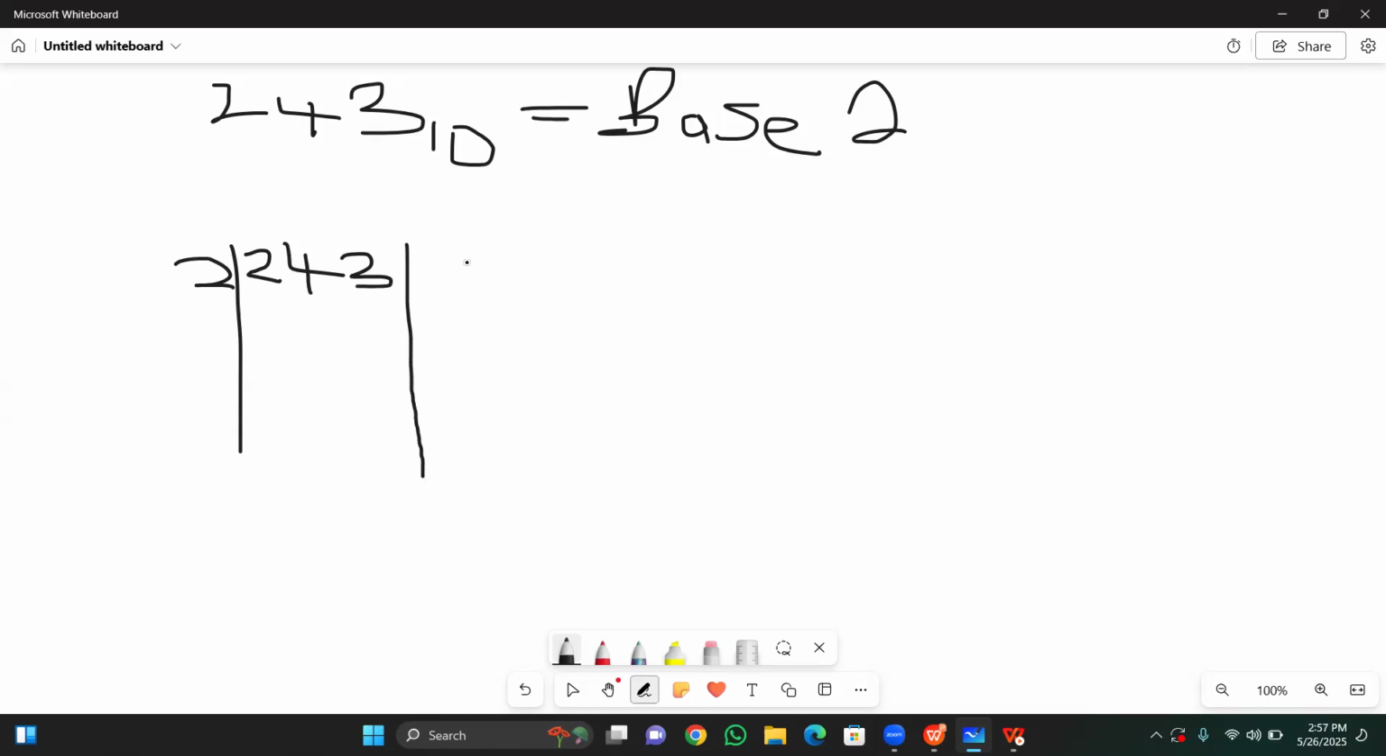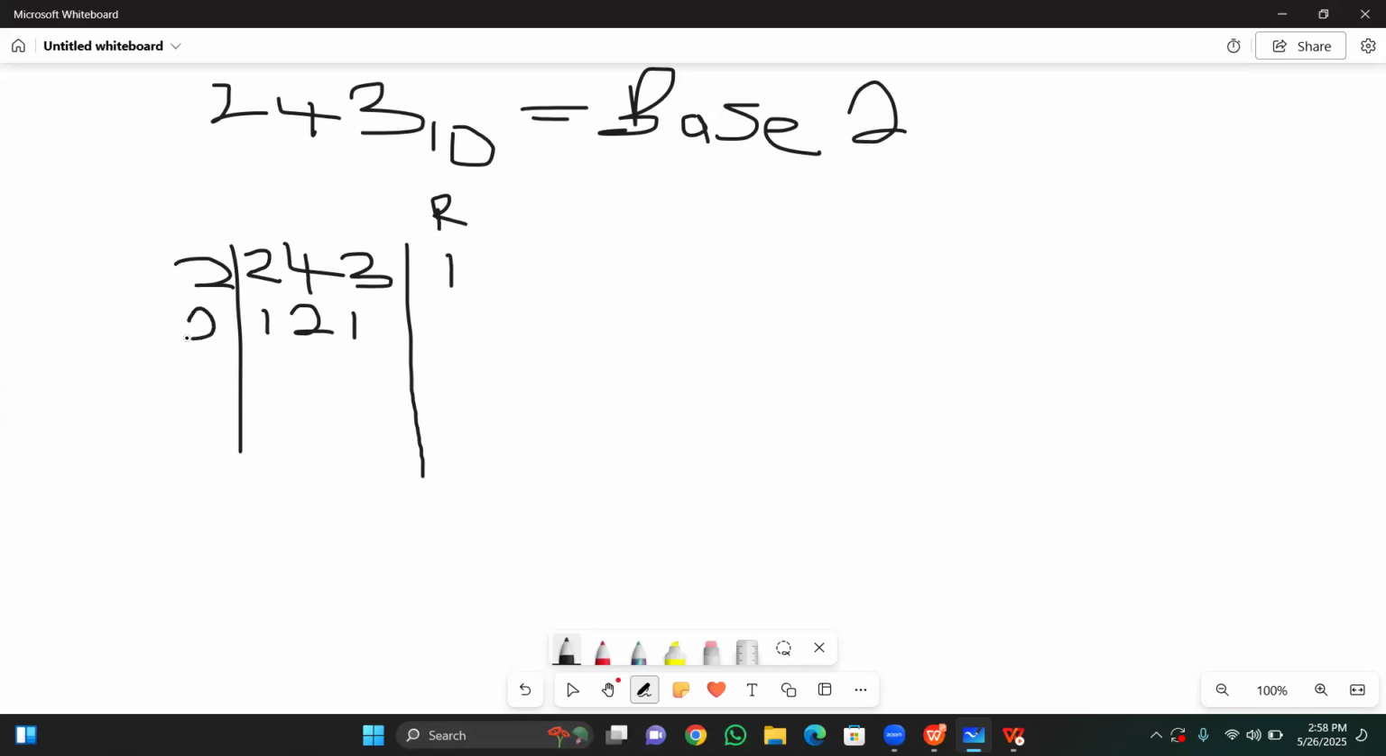242. 242 divided by 2 gives 121, and we get a remainder of 1, right? So we'll get 121, and we'll have a remainder of 1. Okay, so this is the remainder. All right, so these are the remainder values.